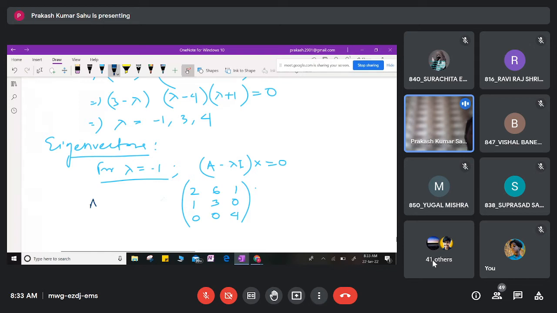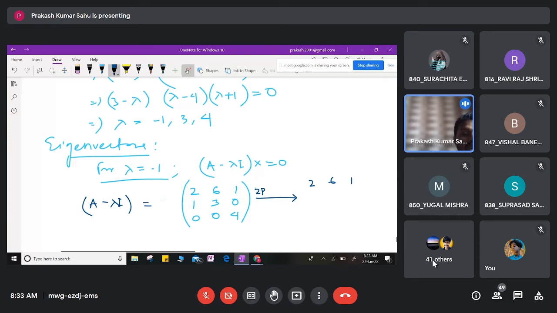This A minus lambda I is equal to this, which can be reduced to what? This is 2, 6, 1. So here, what will it reduce to? If you do 2R2 minus R1, this becomes 0, this becomes 0, and this becomes minus 1. So 0, 0, 4, this matrix will come.